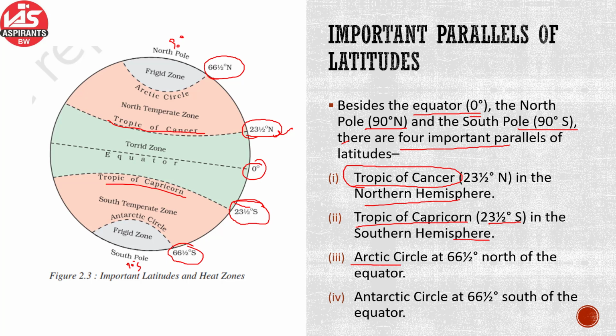And then we have the Arctic Circle which lies at 66.5 degrees north. So जो ऊपर वाला है उसको हम बोलते हैं Arctic Circle, 66.5 degrees north पे, और जो नीचे वाला है इसको हम बोलते हैं Antarctic Circle, which is at 66.5 degrees south, which is the last important latitude, which is Antarctic Circle, here 66.5 degrees south of the equator. So I hope that's clear. Let's move forward.